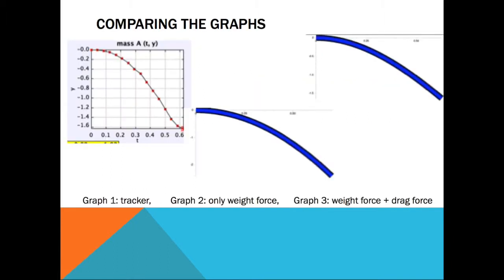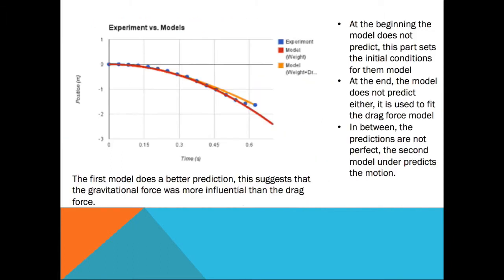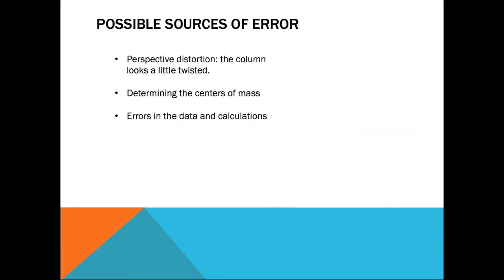Here you can see that the three graphs look alike. By comparing the three graphs, you can see that at the beginning the model does not predict. This part sets the initial conditions for the model, and at the end the model does not predict either. It is used to fit the drag force model. In between, the predictions are not perfect, but the second model underpredicts the motion. It seems that the first model does a better prediction. This suggests that the gravitational force was more influential than the drag force.